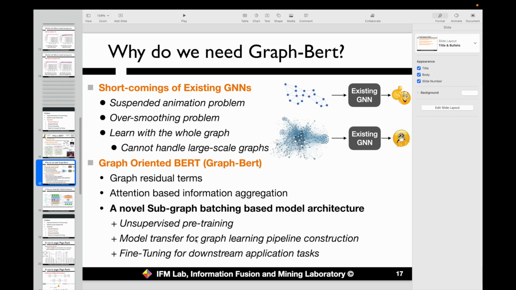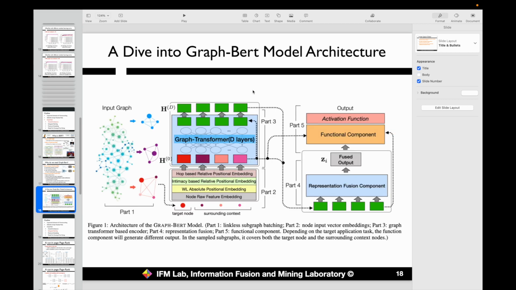And this model can be further fine-tuned for some downstream tasks as well, for applications. So on this page, we show you the overall architecture of the Graph-Bert model. This model will have 5 components: part 1, part 2, part 3, part 4, and part 5, as shown here. So for part 1, I'm given the graph input.